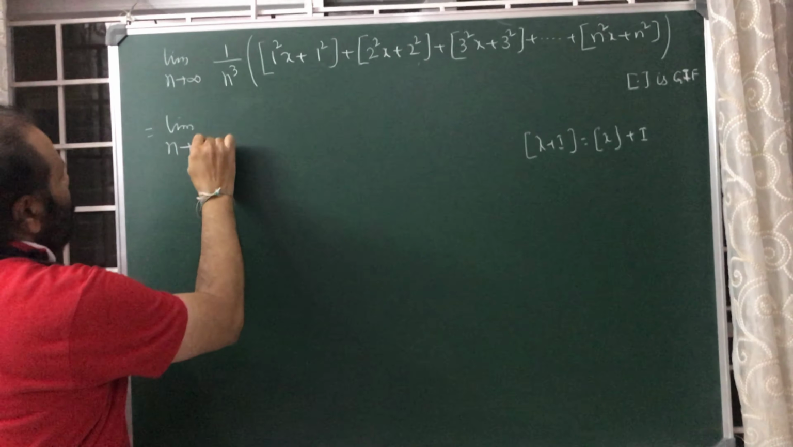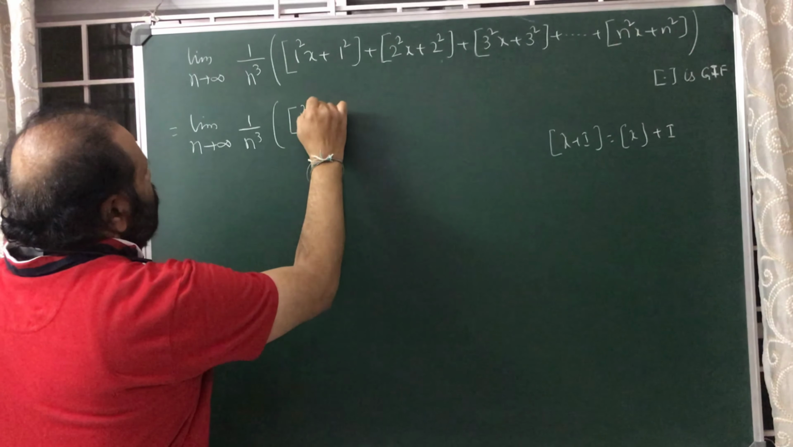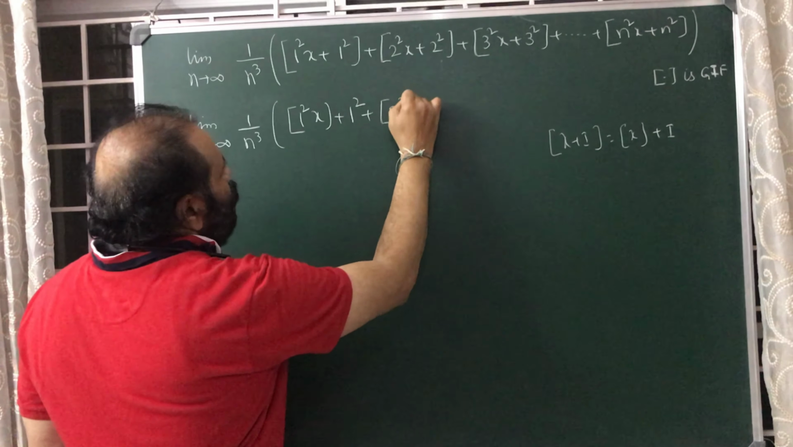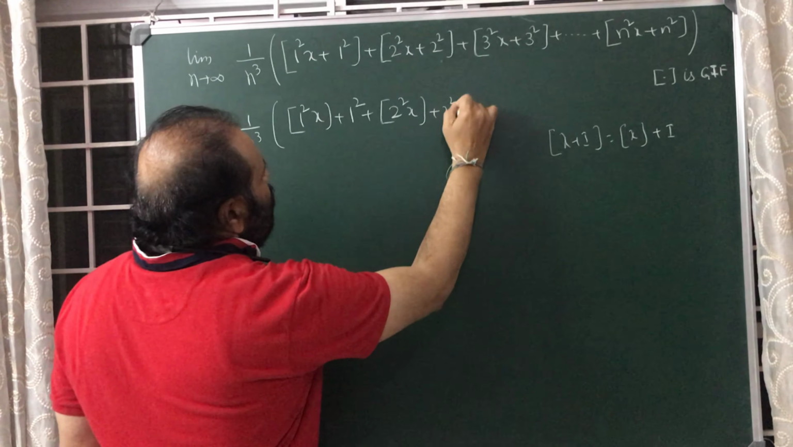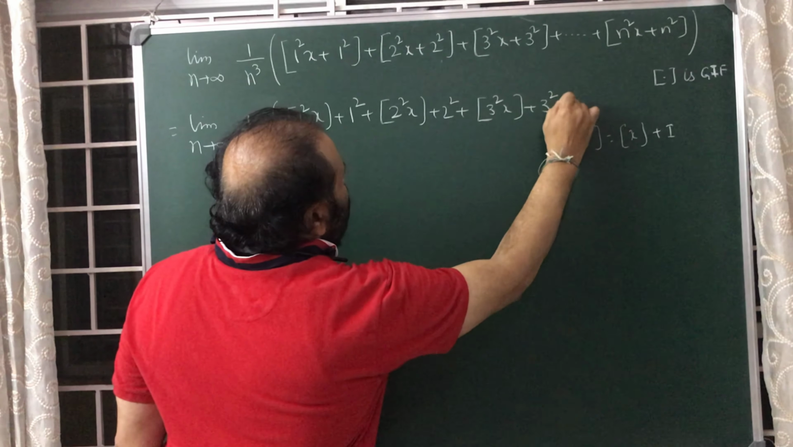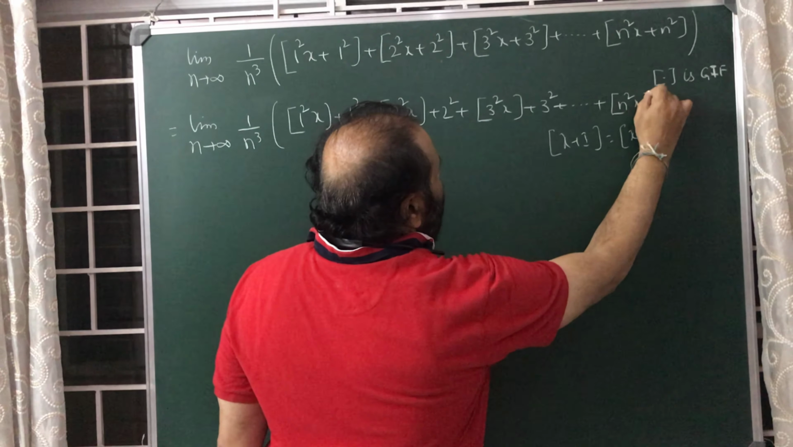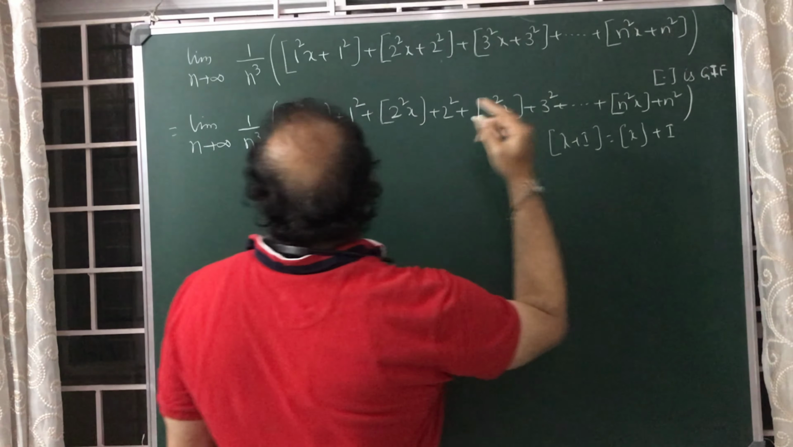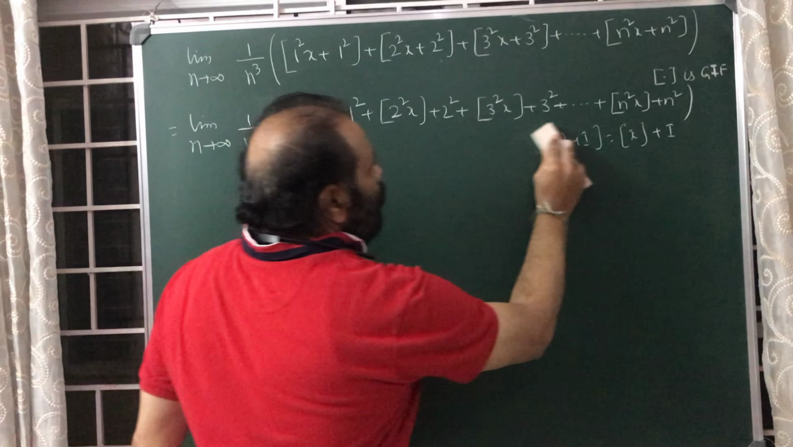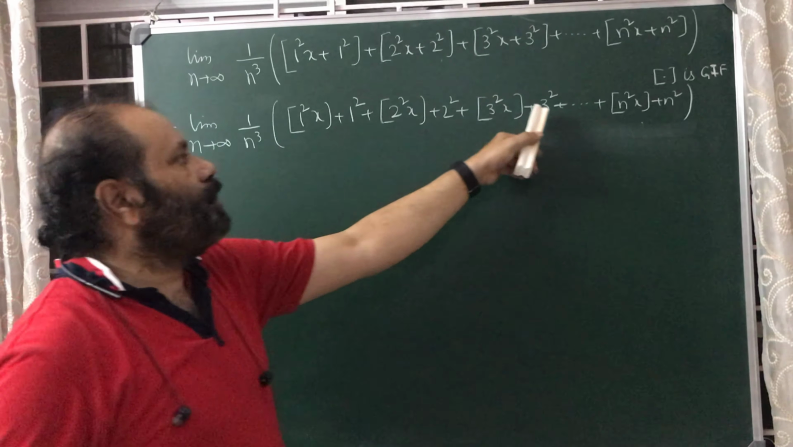Limit n tends to infinity, 1 by n cube into step of 1 squared x plus 1 squared, plus step of 2 squared x plus 2 squared, plus step of 3 squared x plus 3 squared, and so on, plus step of n squared x plus n squared. If you see this, it is the step function followed by 1 squared, then 2 squared, 3 squared, like that.